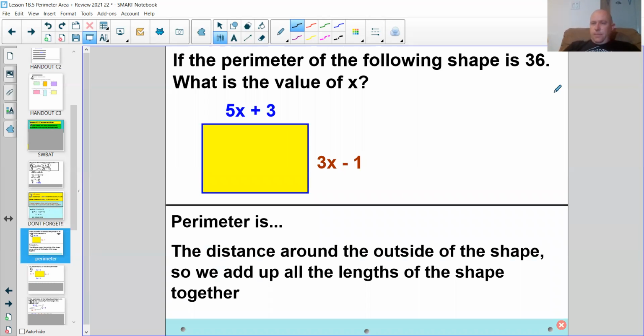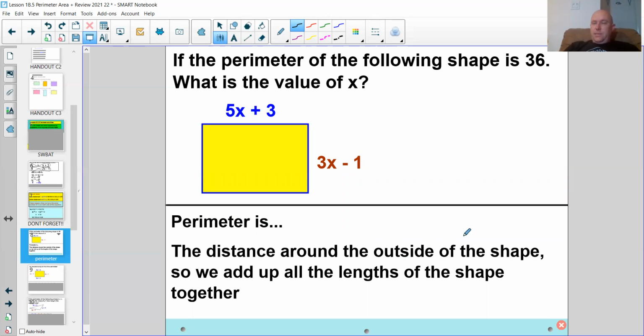So we talked a little bit about perimeter in one of the early lessons. We didn't really do a proper question on it, so we're going to take a look now. If the perimeter of the following shape is 36, what is the value of x? And you can see that the rectangle is drawn here, and you can see the two sides that are labeled.